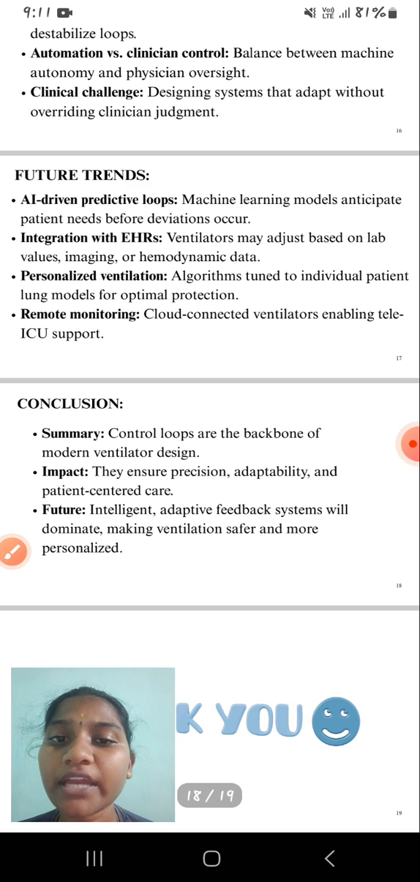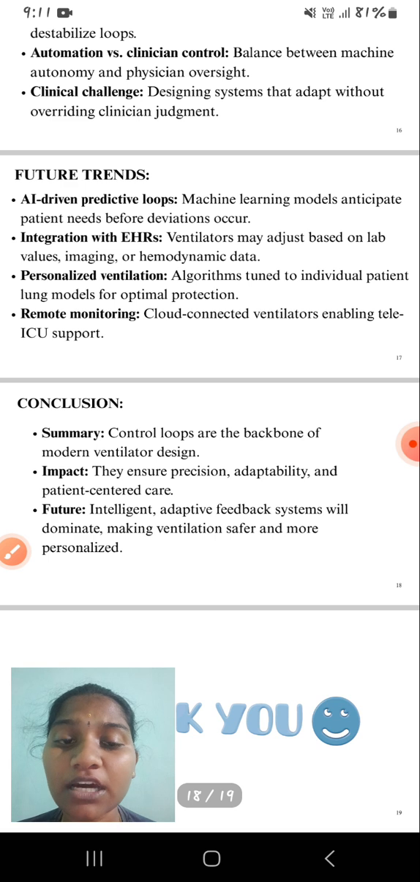Future trends. AI-driven predictive loops: machine learning models anticipate patient needs before deviations occur. Integration with EHRs: ventilators may adjust based on lab values, imaging, or hemodynamic data. Personalized ventilation: algorithms tuned to individual patient lung models for optimal protection. Remote monitoring: cloud-connected ventilators enabling tele-ICU support.